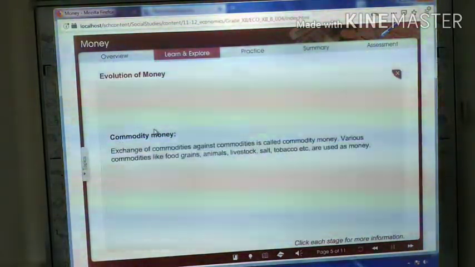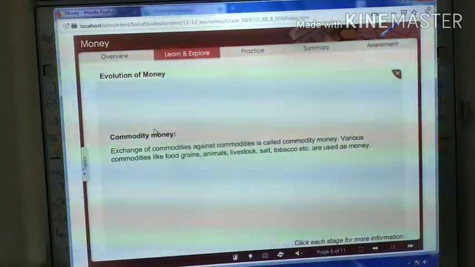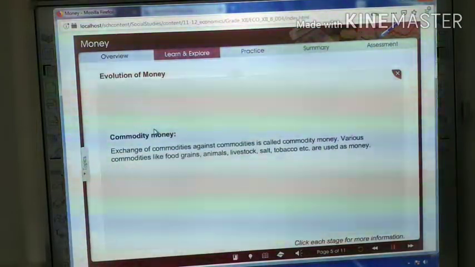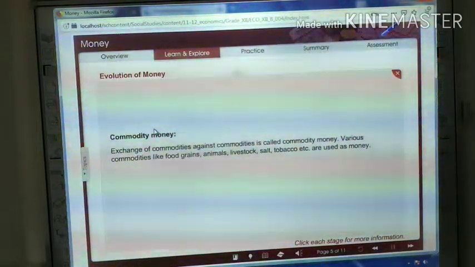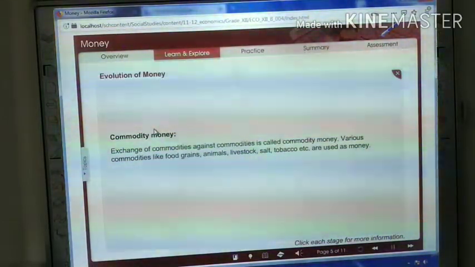Commodity money. As discussed in the barter system, the exchange of commodities against commodities is called commodity money. Here, various commodities like food grains, animals, livestock, salt, tobacco, etc. are used as money.